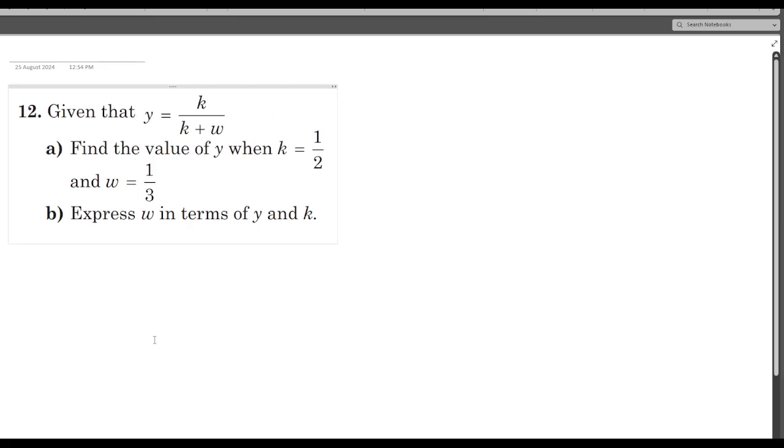Question number 12. Given that y is k divided by k plus w, find the value of y when k is 1 by 2 and w is 1 by 3. So we have three unknowns. Now y we have to find. So I will write y is equals to k, which is given 1 by 2, whole divided by 1 divided by 2 plus 1 divided by 3.